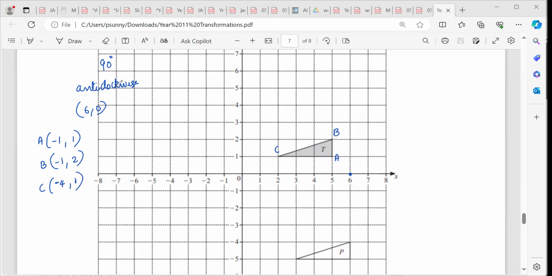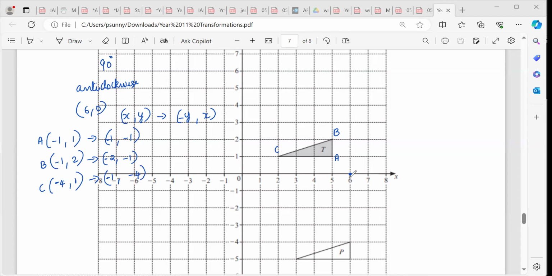Now, we know anti-clockwise means if we have x, y, we first swap to y, x and change the sign of y. So swapping -1, 1 and changing the sign of y, this will become -1, -1. Swap -1, 2 will become 2, -1, and I change the sign of y, therefore it is -2. And finally -4, 1 will become 1, -4, and changing the sign gives -1, -4.